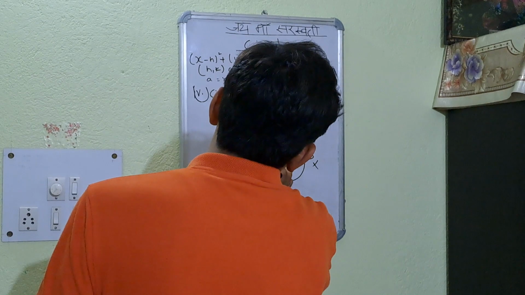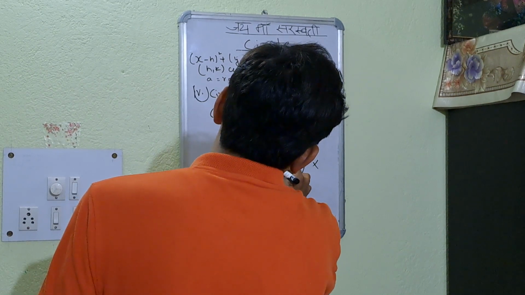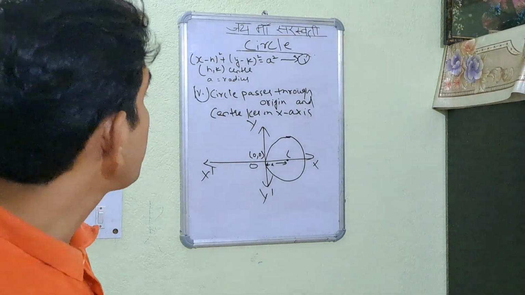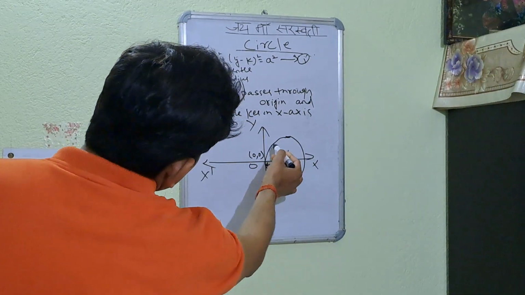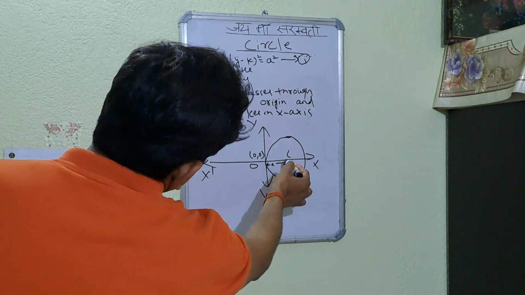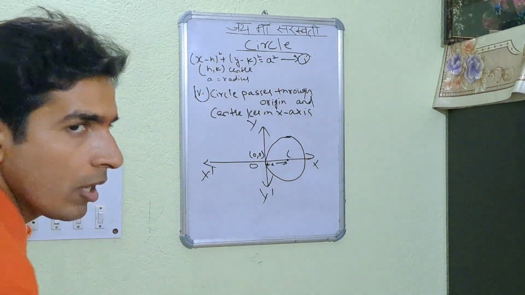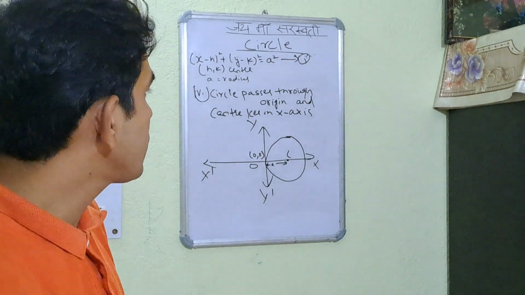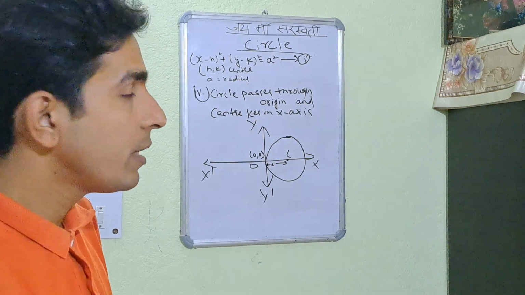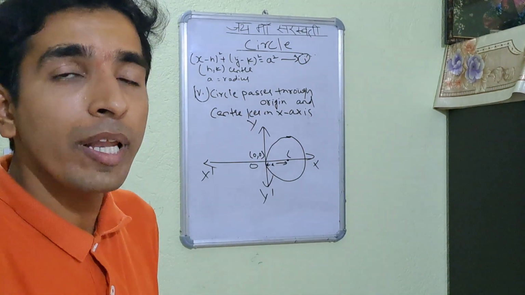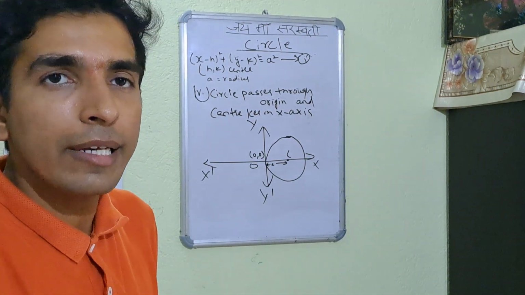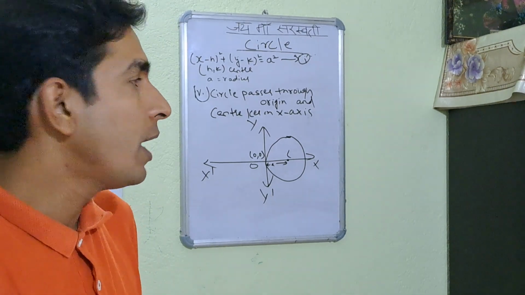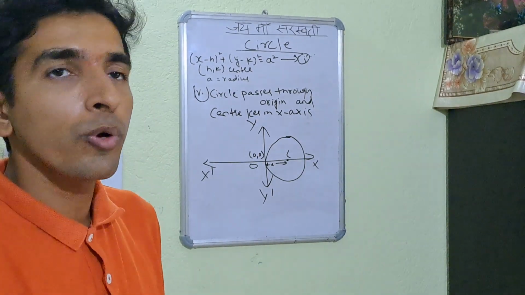So it will be (0, 0). Suppose it is A. Here, as per the condition, the circle is passing through the origin (0, 0), and the center is lying on the x-axis. As it is already defined, the y coordinate will be 0. Whenever any point lies on the x-axis, its y coordinate will be 0. It is an important aspect and we should keep it in mind before approaching further.